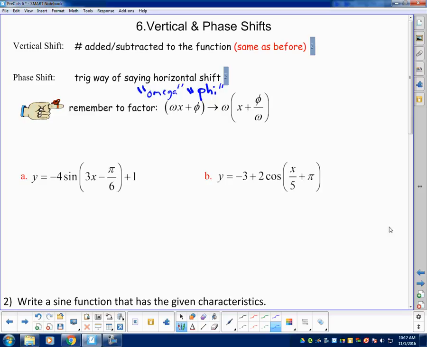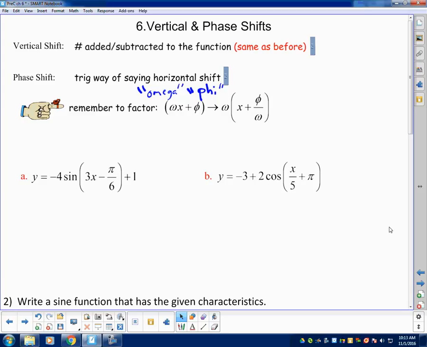So if we have something of the form omega x plus phi, we factor out omega, and we're left with x plus phi over omega. If you distribute that out, you'll see that it's equivalent. So if you see the argument of a cosine or sine function as omega x plus phi in that form, be sure to factor out the coefficient of the x term first before you go and find your period and phase shift. All right?